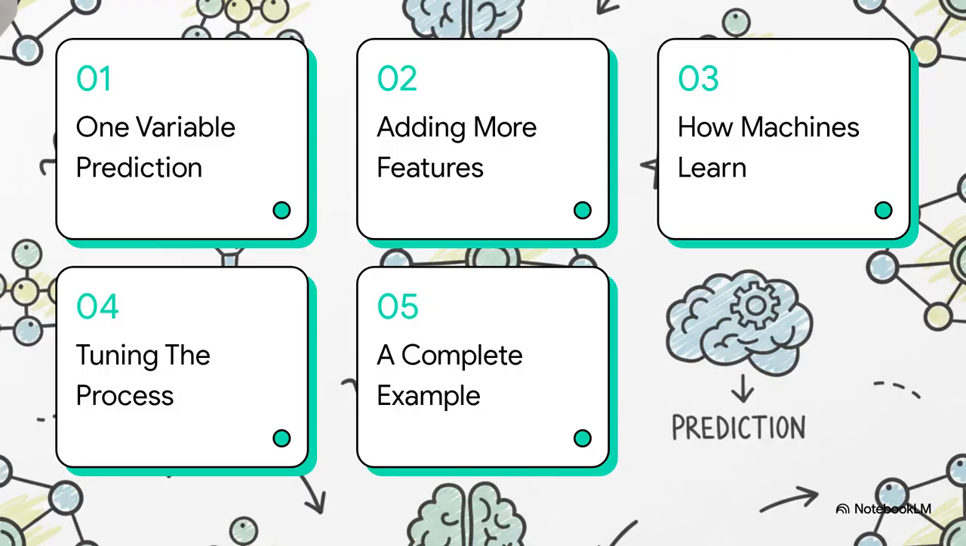All right, here's our game plan. We're going to start super simple with just one variable. Then we'll level up and add more features. After that, we'll get into the nitty-gritty of how machines actually learn, how we can tweak that process, and then, to wrap it all up, we'll walk through a complete example from start to finish.